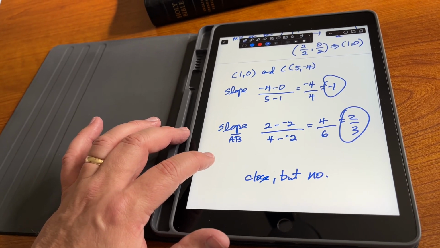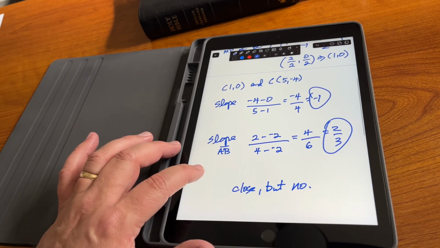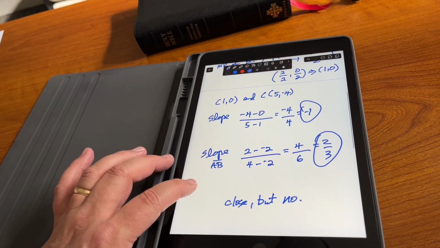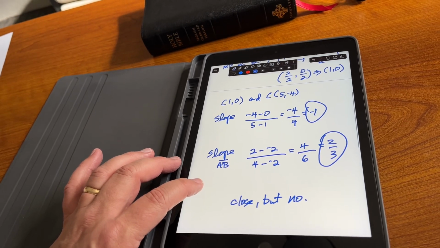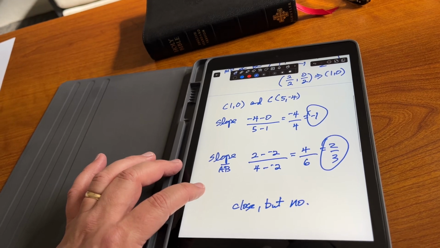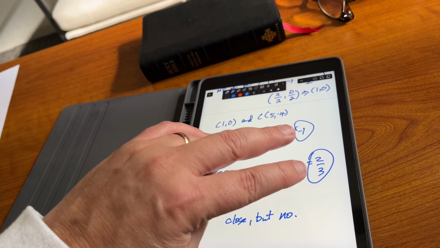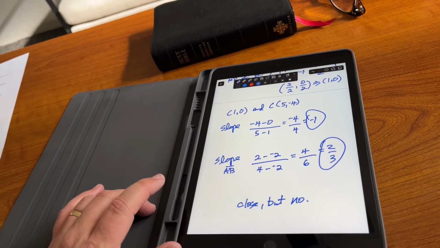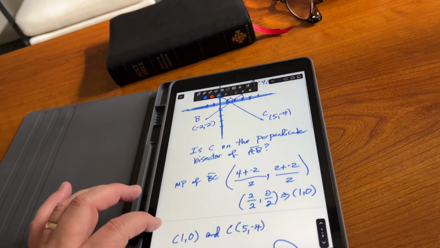So the answer is, yeah, it's close, but no. Point C is not on the perpendicular bisector. It's close, but it's not. The negative reciprocal of 2/3 would have been -3/2. So the negative reciprocal of -1 would have been +1. You know that two things are negative reciprocals if when you multiply them together, you get -1. And when you multiply these together, you do not get -1. So those are not perpendicular bisectors. So maybe a bisector, but not a perpendicular bisector.